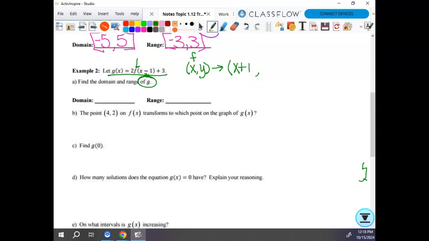Okay? Then the other two, so the 2 and the 3 affect y. Well, f of something, that's just a y value anyway, so it's really 2 times y plus 3. That is your y value. Okay? Everybody good with that?